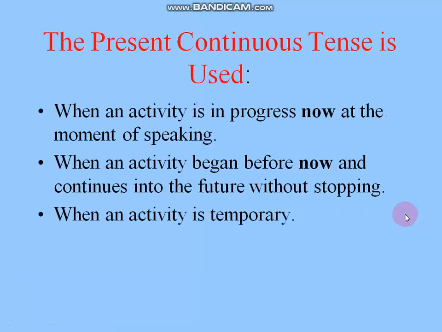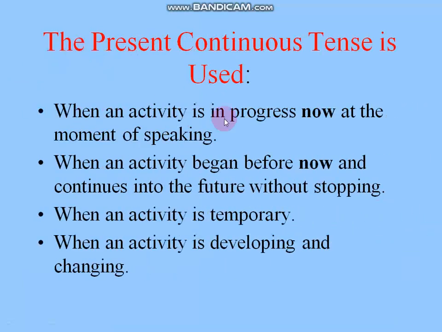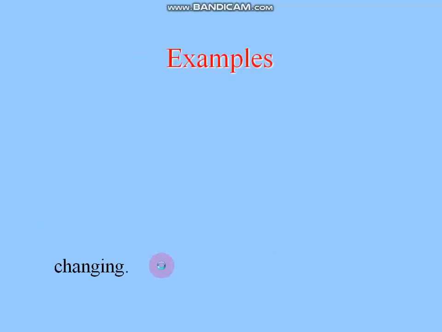Present continuous tense is used when an activity is in progress now, at the moment of speaking. When an activity began before now and continues into the future without stopping. When an activity is temporary. When an activity is developing and changing. We use present continuous tense at this time.